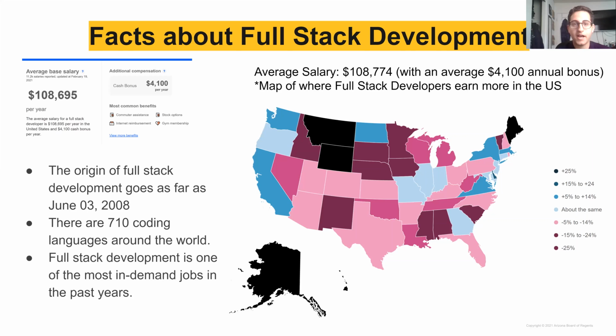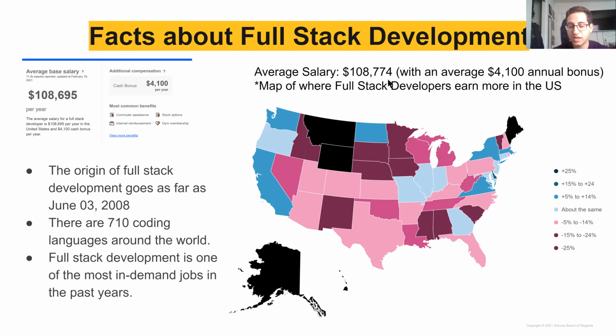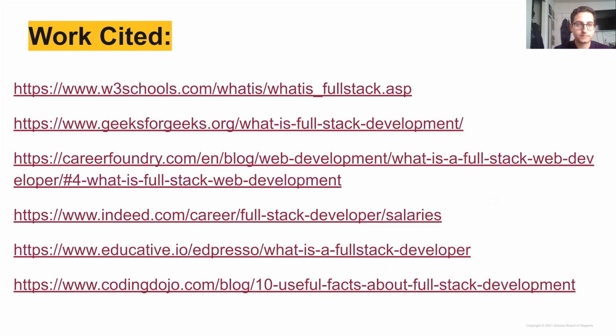And moving on from that fact, we can see that the average salary is $108,774, with an average of $4,100 annual bonus, and the map indicates where full stack developers may or may not earn more within the United States. And obviously this salary fluctuates with time or as input changes, but this was around the ballpark for what I found.